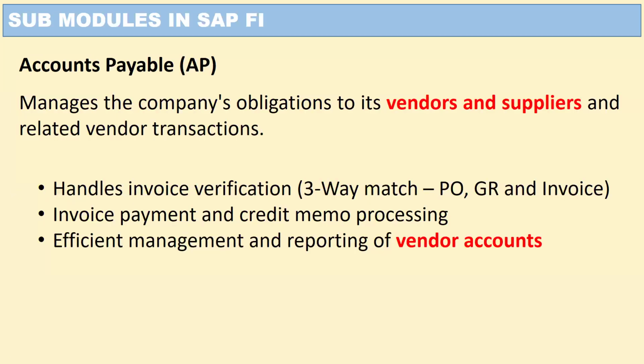The next we'll be looking at is accounts payable. It manages the company's obligations to its vendors and suppliers and related vendor transactions. It handles invoice verification, three-way match (PO, GR, and invoice), payment, and credit memo processing. It also does the efficient management and reporting of vendor accounts.